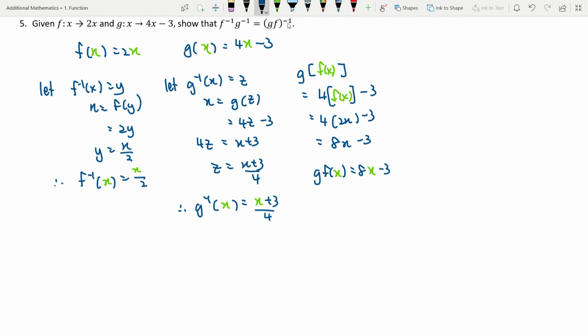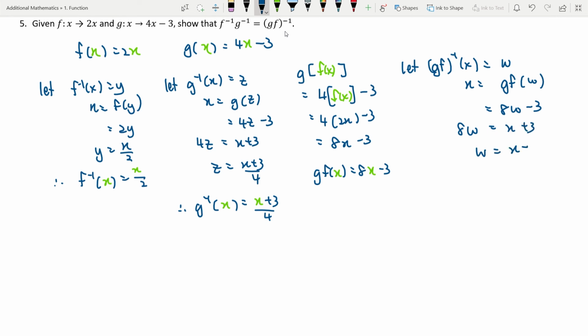Then we find the inverse of the function gf. We let gf inverse of x equal to w, x equal to gf(w). Substitute w into the function gf, we get 8w minus 3. Make w our subject, we get 8w equals to x plus 3. w equal to x plus 3 over 8, which means gf inverse of x is equal to x plus 3 over 8.